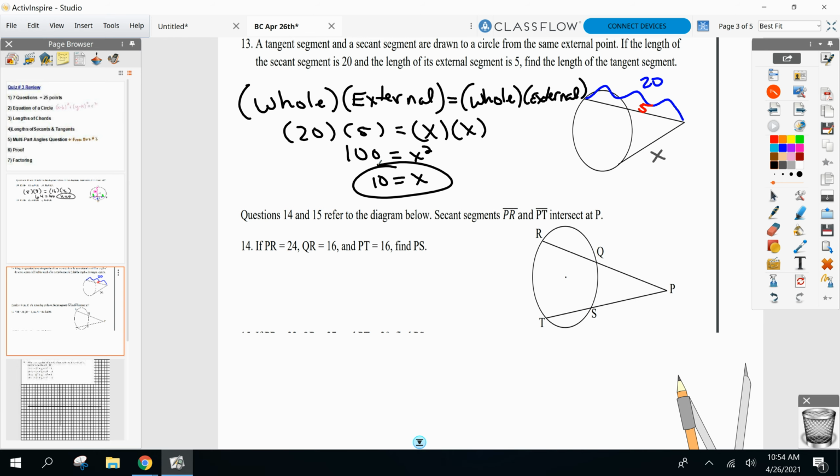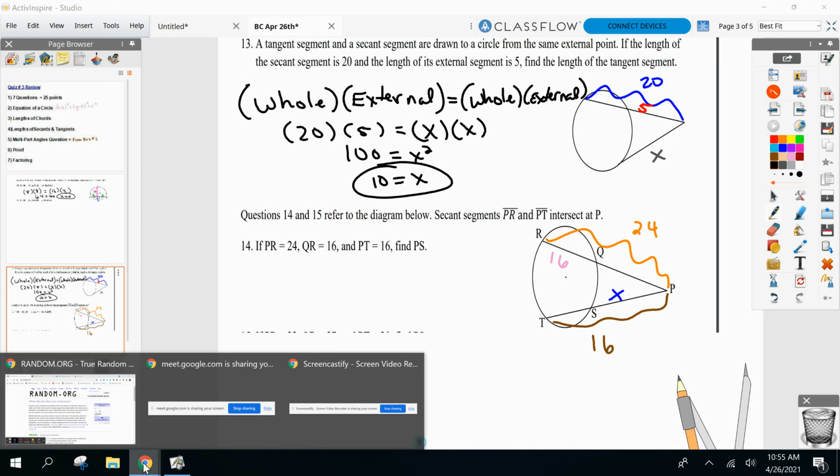Now you guys will see in diagram number 13, that was a secant and a tangent. Does it matter when I go to 14 now that they're two secants? Nope, same theorem. Any tangent secant combination, same theorem. So PR 24, QR 16, PT 16. And what am I finding here? PS. It does not matter. Now it's two secants, still the same theorem.